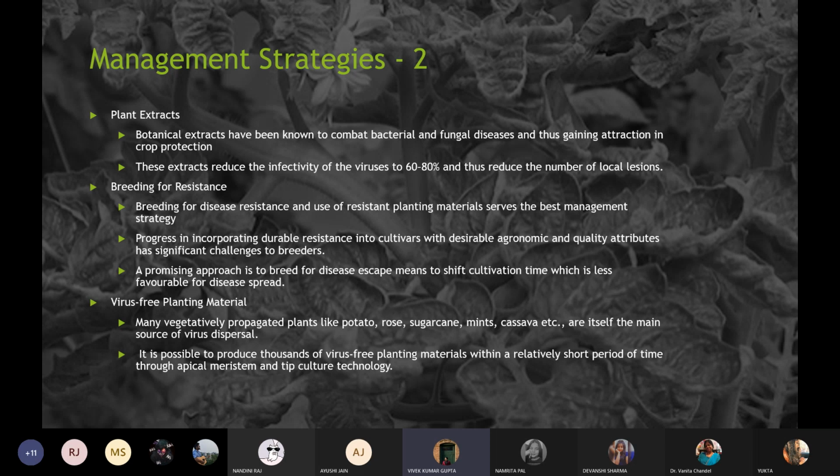So a promising approach is to breed for disease escape, which means to shift cultivation time to a period less favorable for disease spread. And breeders could select for a short cropping cycle or for profuse flowering early or late in the season, and that would depend upon the climate of the area in question. Then you also have virus-free planting material. And next slide.